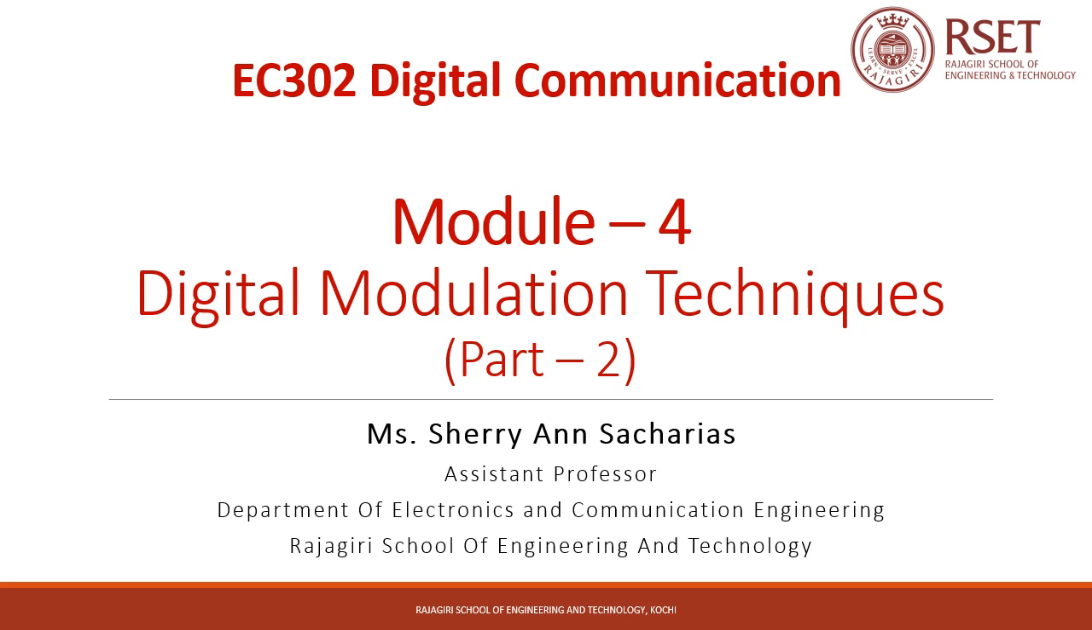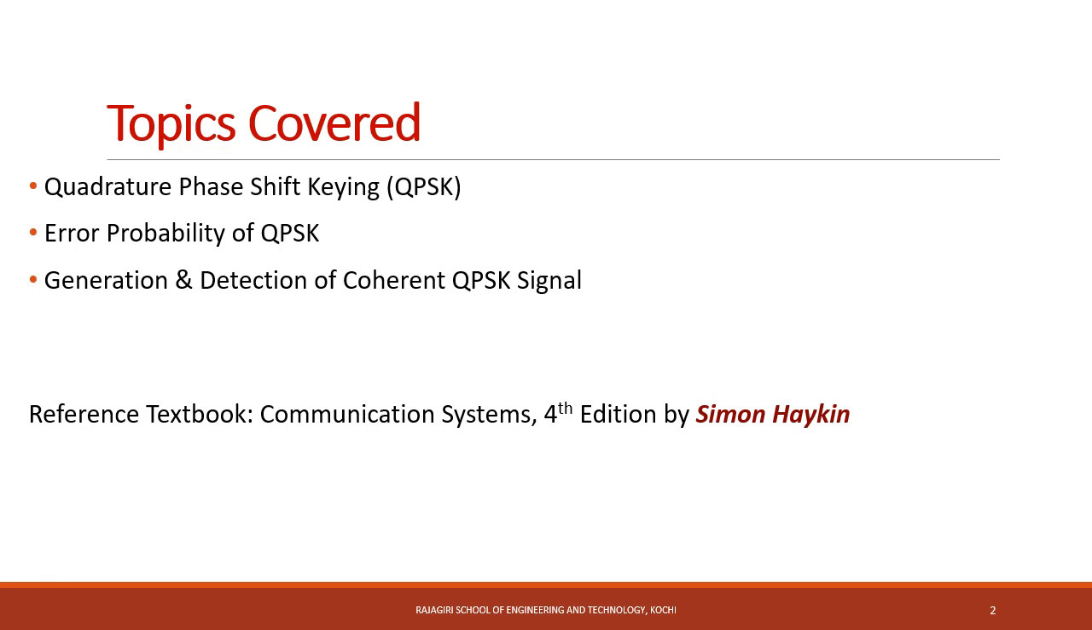Engineering and Technology. Today, I will be discussing the second part of digital modulation techniques. This is a topic that comes under Module 4 in the course Digital Communication. The topics of this presentation are as follows. We will start with an introduction to what is quadrature phase shift keying. Then we will derive an expression for the error probability of QPSK. Finally, we will look into the generation and detection of a coherent QPSK signal.